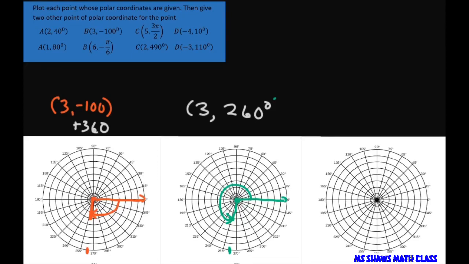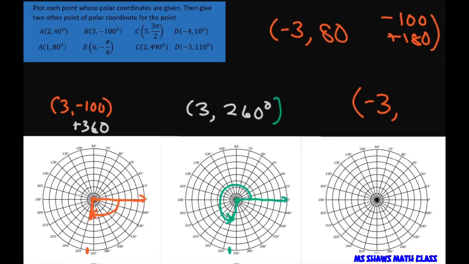Now let's do the one with the negative. So for the negative, we want to do negative 3. And what you do is you take, since you're doing negative 3, you take your negative 100 and add 180. And that gives you 80. So let's plot that. So let's go to 80. So 80 is right about here.